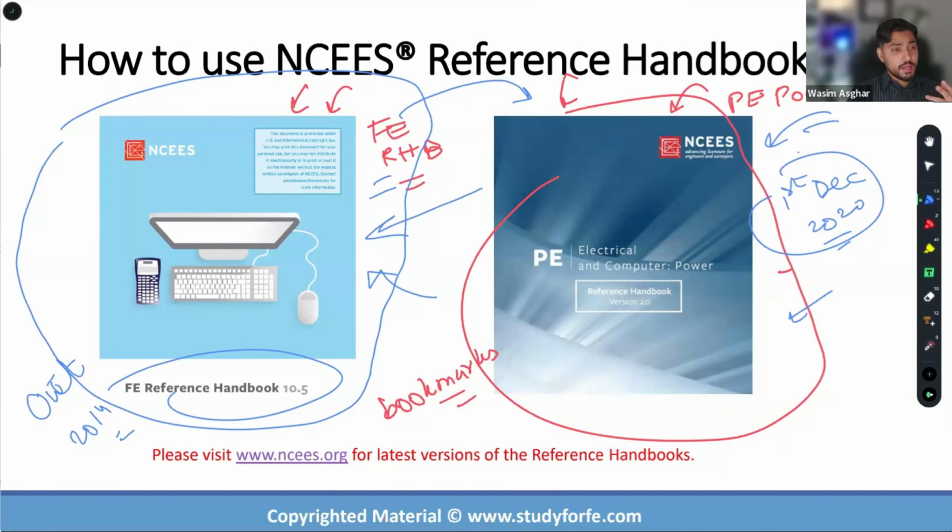But in the PE Power exam, the reference handbook is fairly light. There are several topics that are missing. So you have to use another approach, which is you have to over prepare beyond what's in the reference handbook. So these 2 exams, although similar in terms of the format, require a very different approach towards preparing for both of them. Okay, so any questions about this?